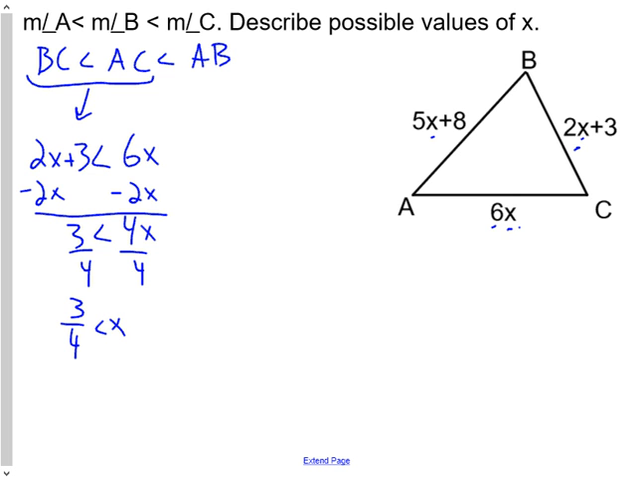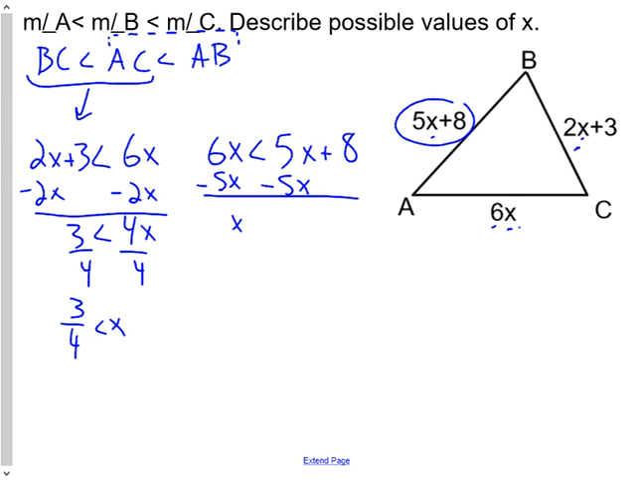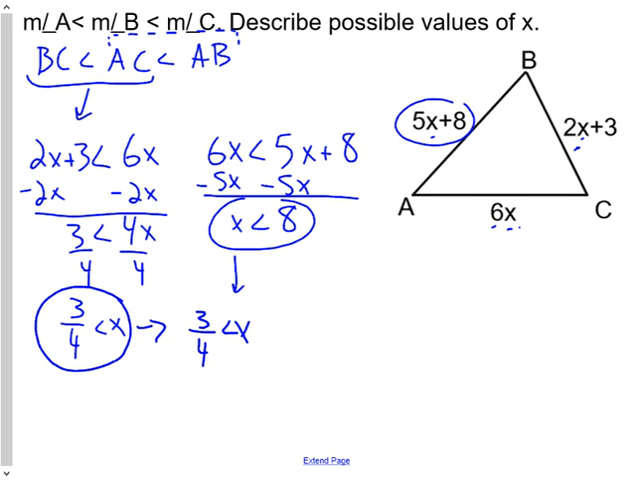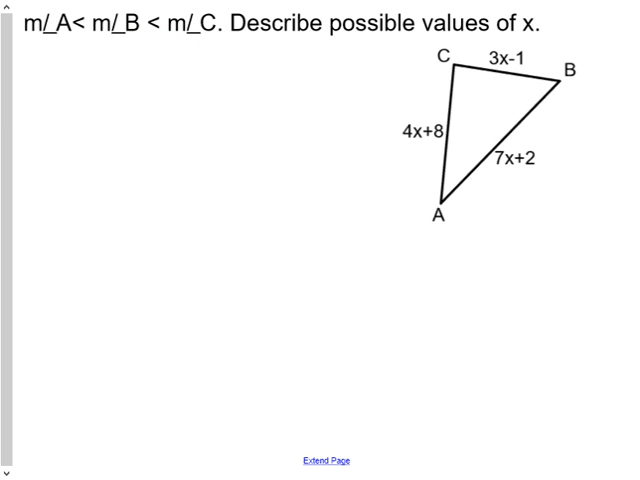Okay. Now, doing the second part, we have 6x less than AB. Now we're bringing 5x plus 8 into the picture. Right, and subtract 5x from both sides. And we get x needs to be less than 8. So now we have x is bigger than 3/4, x less than 8. Put them together to get 3/4 less than x less than 8. Moving to the next one.